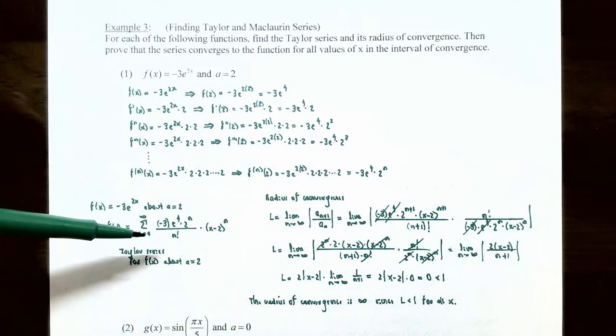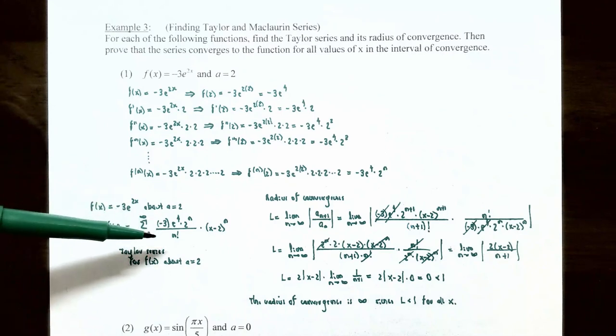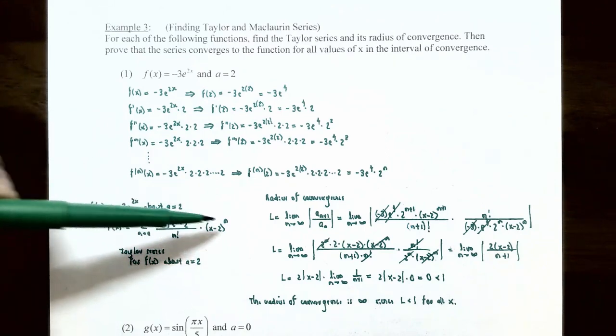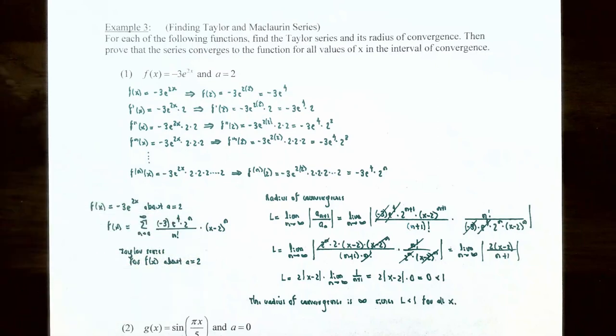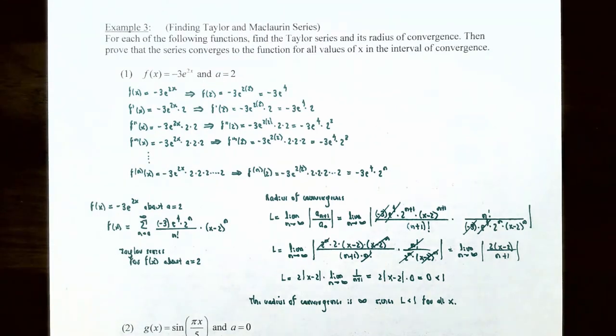the function f evaluated at x equals 2 divided by n factorial, that's part of the Taylor series, times, also part of the Taylor series, is x subtract 2 in parentheses to the n, because it's x subtract a, and a is equal to 2 in this case. So this is a Taylor series for the function f of x about a equals 2. So now let's find out what is the radius of convergence. The radius of convergence can be found by using the ratio test.